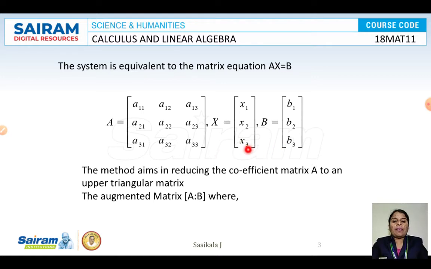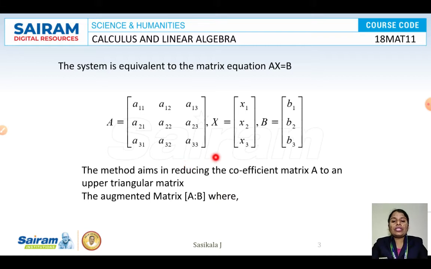So basically the Gauss elimination method will be used to find the unknowns x1, x2, x3. You are aiming to reduce the coefficient matrix, capital A, to an upper triangular matrix. That means only the upper positions will have values. We convert the a21, a31 and a32 position values to 0 by using elementary transformations. The method aims at reducing the coefficient matrix A to an upper triangular matrix.